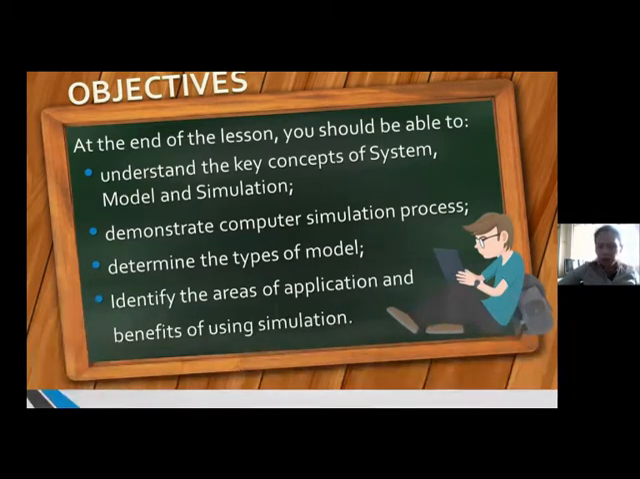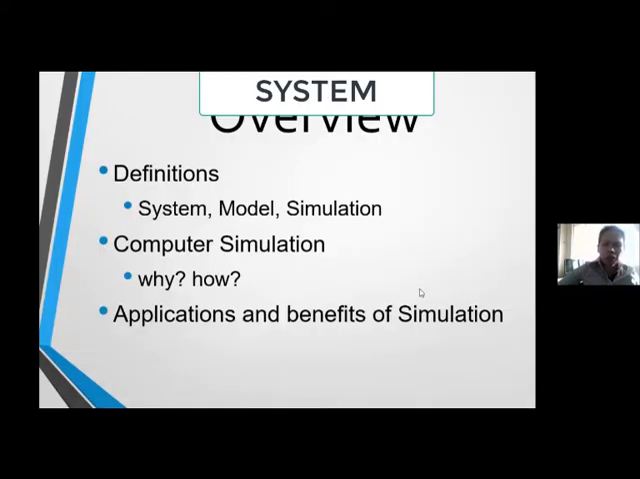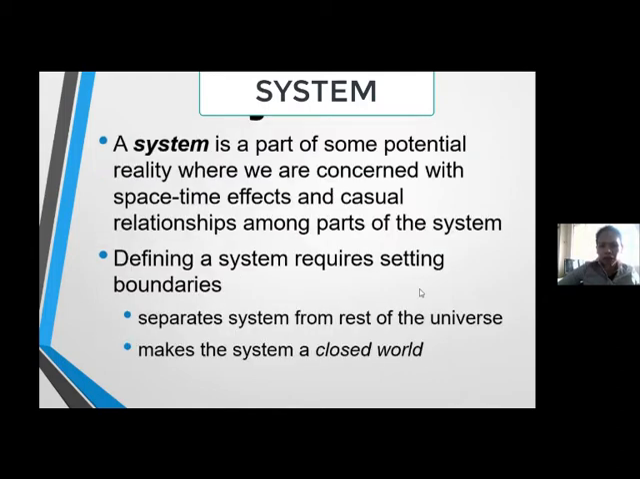So we will start with the definition, and of course we need to ask why we need a computer simulation, how it works, and so on. You will also learn where and how to apply the simulation. Okay, so let's start with this one.